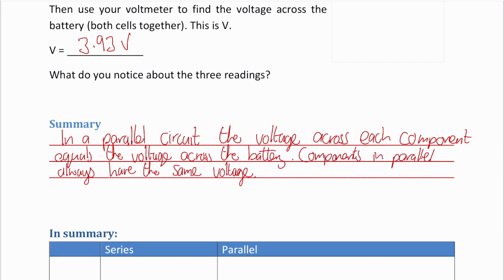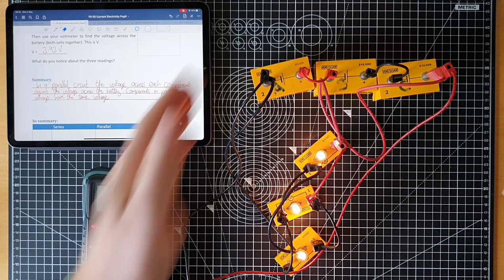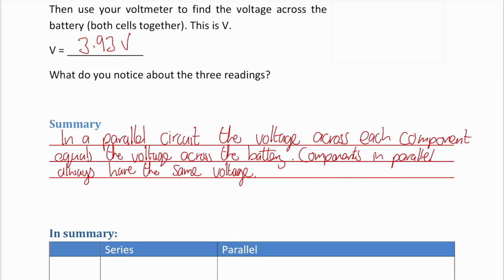So in a parallel circuit, the voltage across each component equals the voltage across the battery. And components in parallel always have the same voltage. So we could write that down as V, which is our input voltage, equals V1, which equals V2, which equals V3. The voltage stays the same.